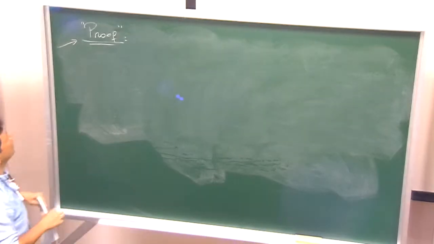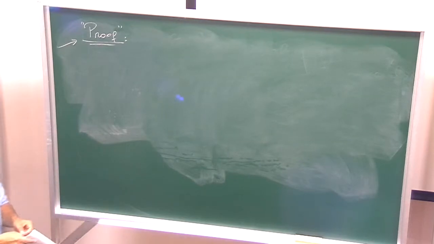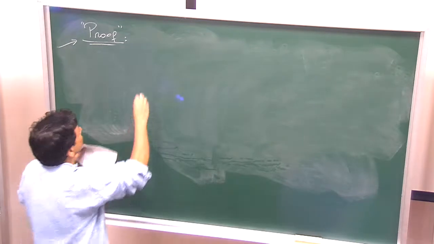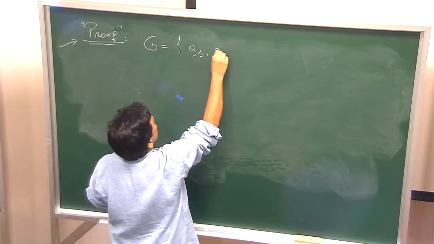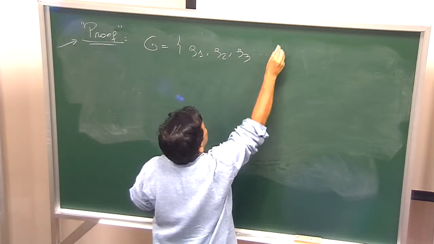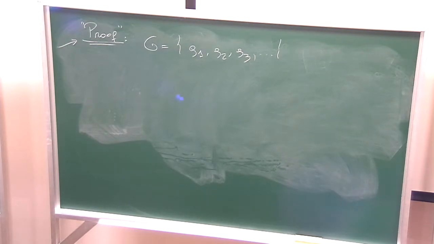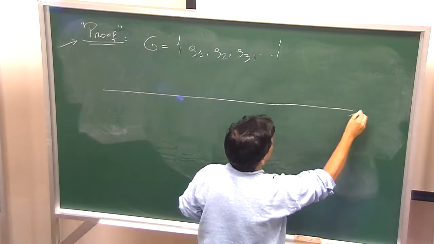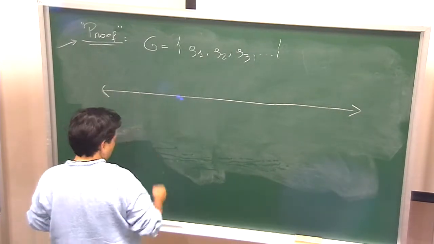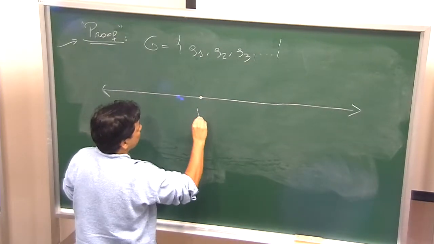The proof is like this. You list the elements of the group, so the group will be g1, g2, g3. You do any listing of the elements, in any way. And now you go to the real line, and for the first point g1, you associate a point. So this is p of g1.